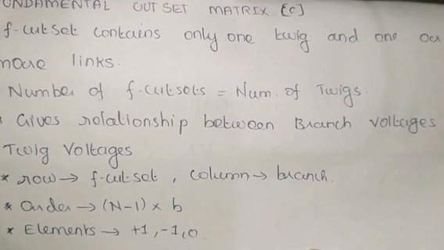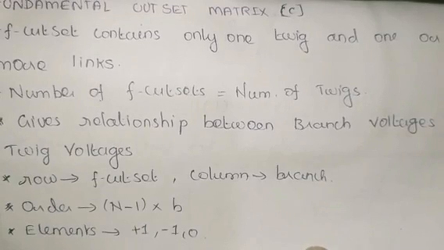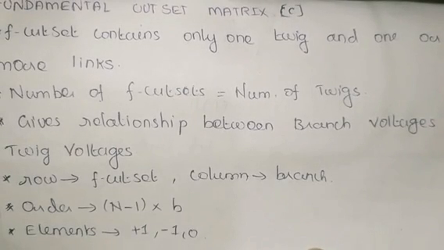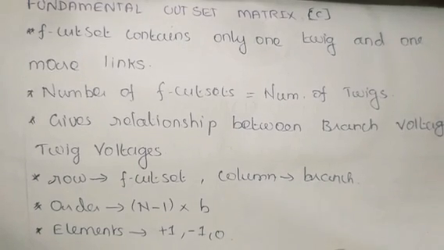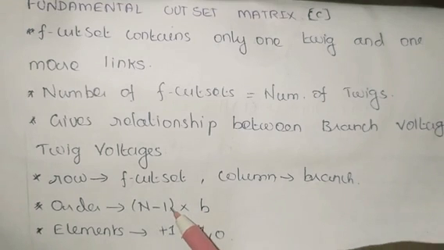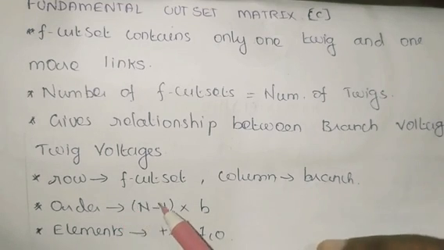Next is the fundamental cut-set matrix. A fundamental cut-set contains only one twig and one or more links. The number of fundamental cut sets is equal to the number of twigs of a tree. This matrix gives the relationship between the branch voltage and twig voltage. In this matrix, a row represents a fundamental cut set and a column represents a branch in the original graph. The total number of twigs will be n minus 1, so the order of our matrix will be n minus 1 by b.